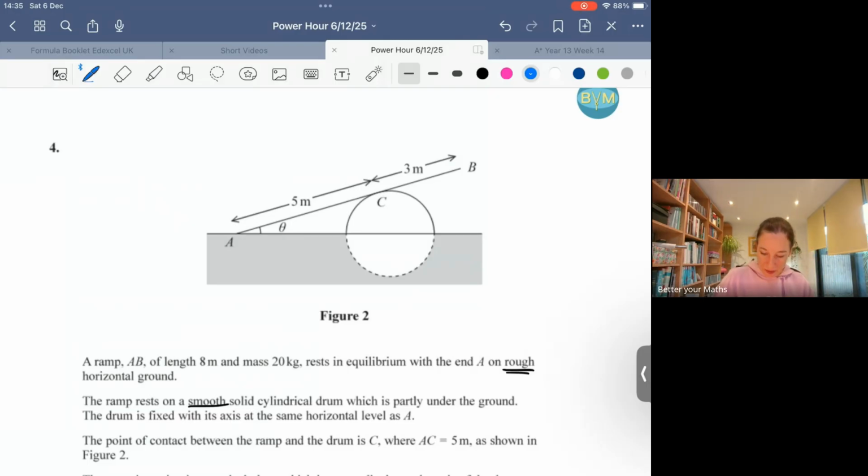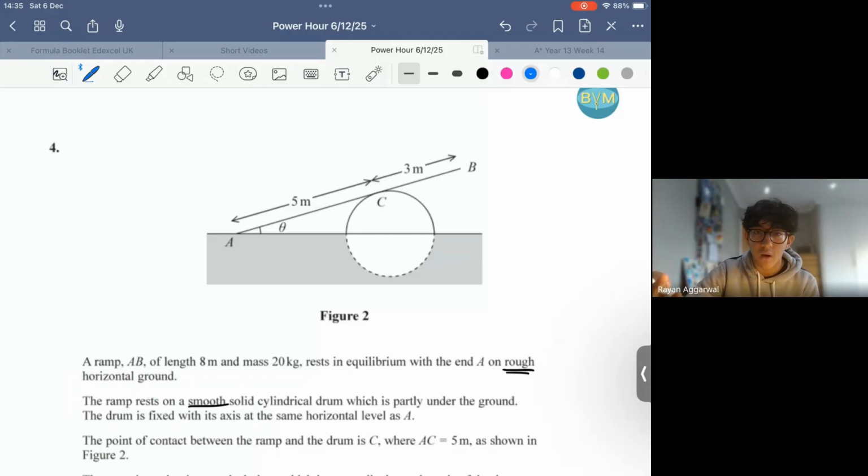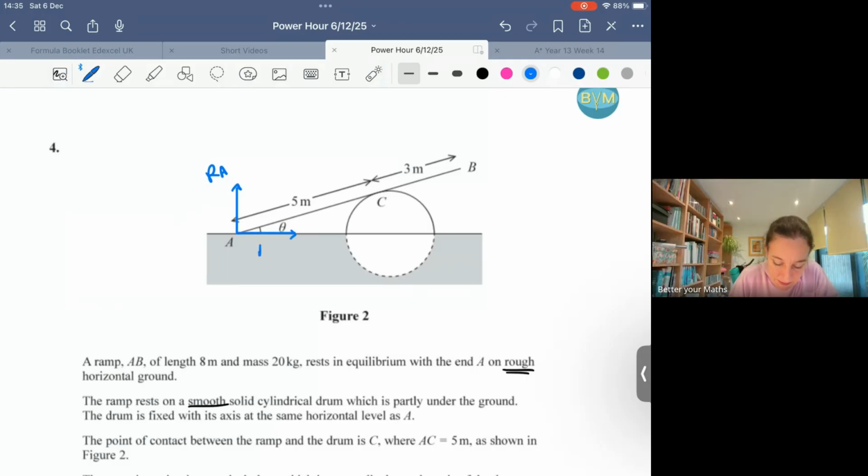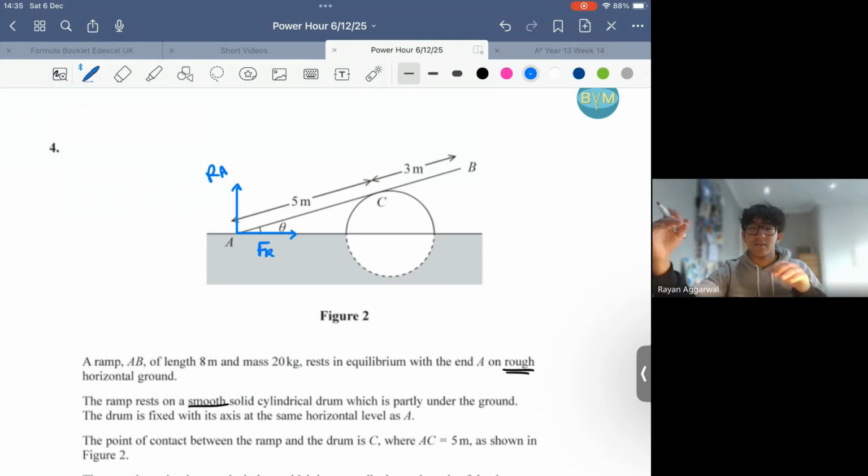Ryan, would you help me to represent the forces? What would you represent? At A, there would be a reaction going up, vertically upwards, and then friction going towards C on the ground. Exactly. Why did you think towards C? Because when it's balanced, you're imagining it's going to start moving in the opposite direction to where the balance is.